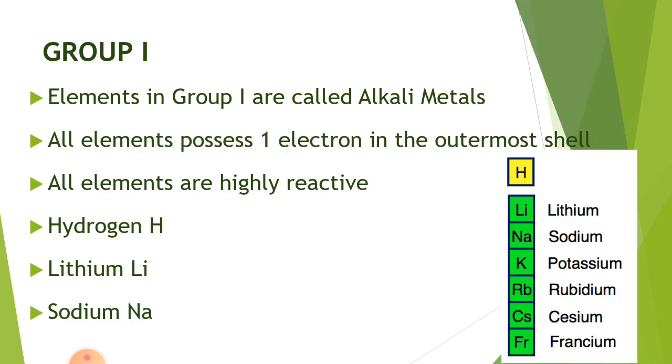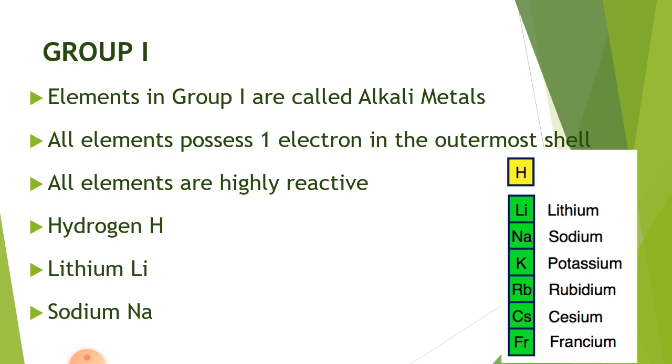Group 1. Elements in the group 1 are called alkali metals. This is because when they react with water, they form alkaline solutions. That's why the name alkali metals is given to them. All elements possess one electron in the outermost shell. This is the property which is common for all elements in the group 1. As the name indicates, it's group 1. So every element in group 1 has one electron in the outermost shell.